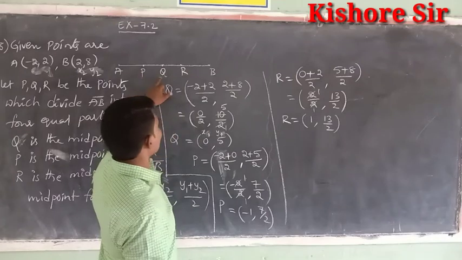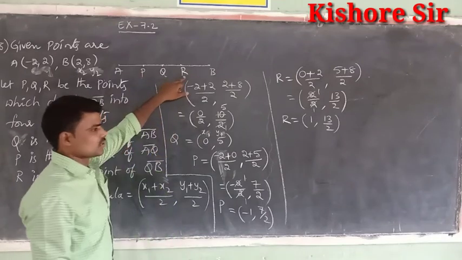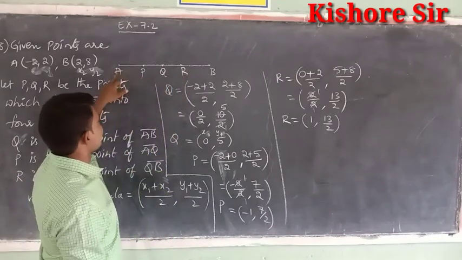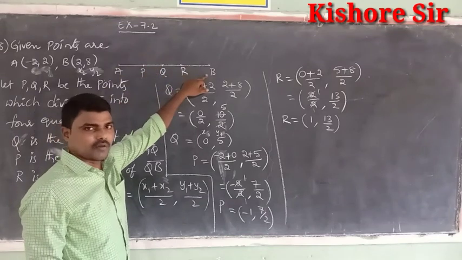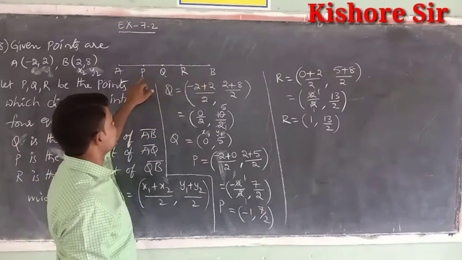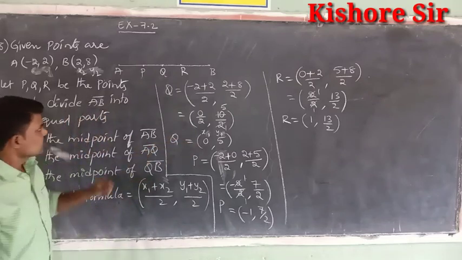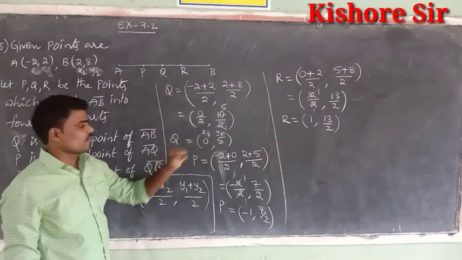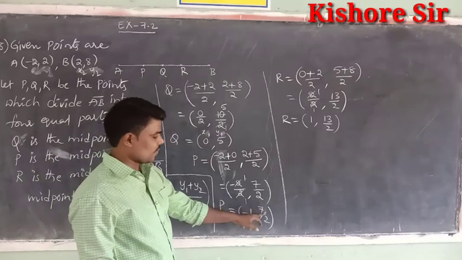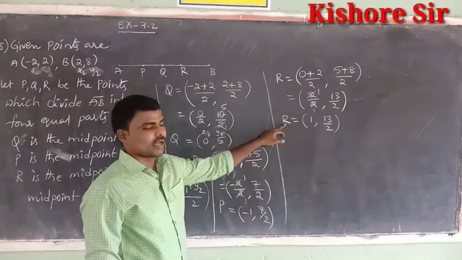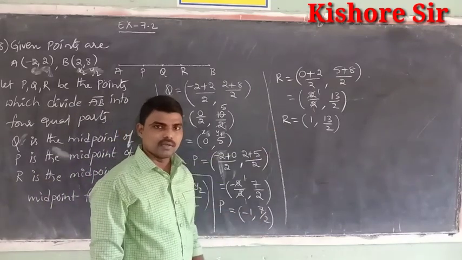So here P, Q, R are the 3 points which divide the line segment AB into 4 equal parts. The coordinates of these 3 points are: Q is 0 comma 5, P is minus 1 comma 7 by 2, and the final point R is 1 comma 13 by 2.